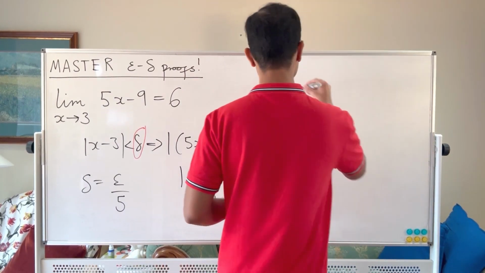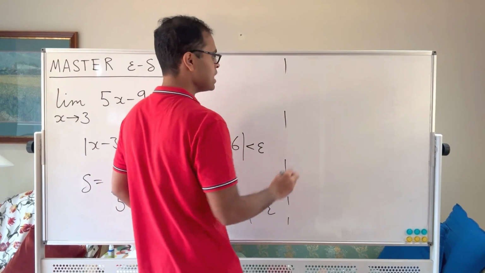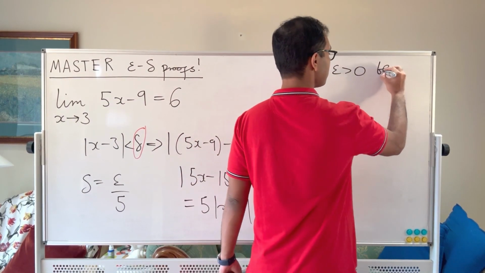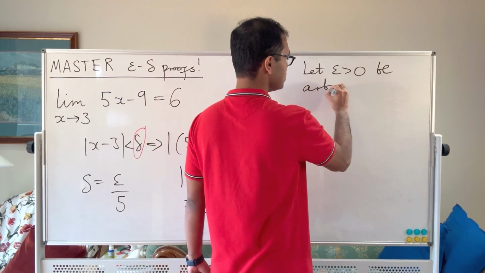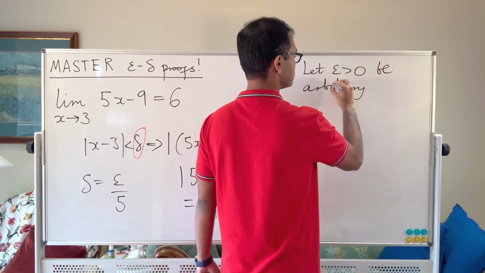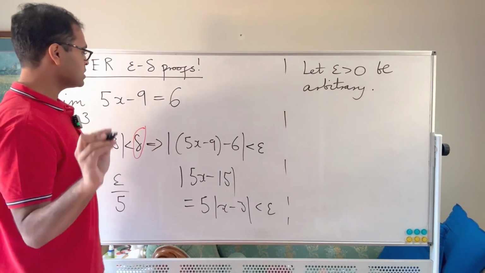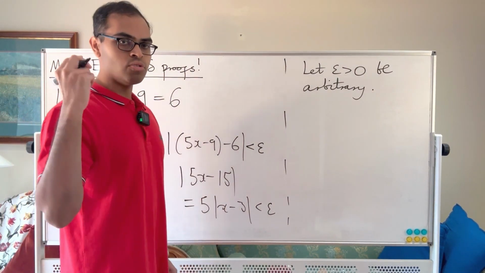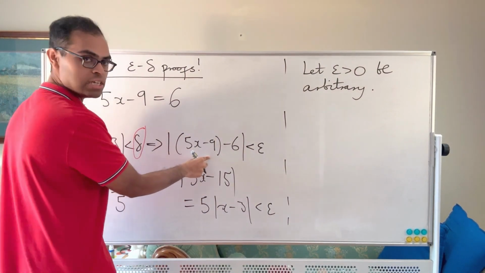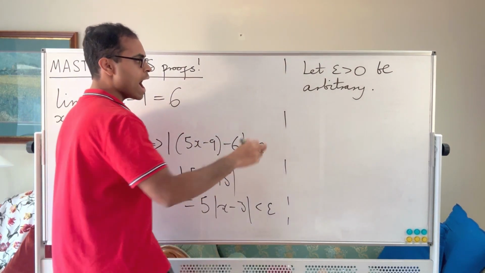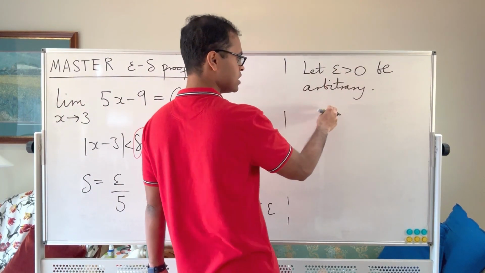The rigorous proof looks as follows. We simply say, let epsilon greater than 0 be arbitrary. I'm going to be very precise. You can actually use this as a blueprint for all of these proofs. Let epsilon greater than 0 be arbitrary. That's the degree of closeness. That's saying how close I want 5x minus 9 to be to 6, and that's my epsilon. So epsilon greater than 0 will be arbitrary.